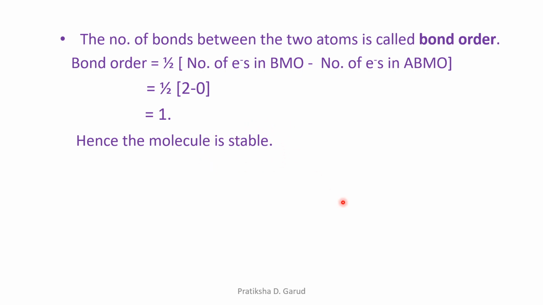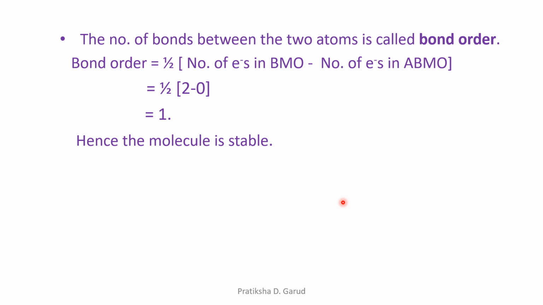And finally we have to find the magnetic behavior. How to find the magnetic behavior? It depends upon the last entering electrons. When the last entering electrons are paired, it shows diamagnetic behavior, and when they are unpaired, it shows paramagnetic behavior. So in the case of the H2 molecule, we can say that there are paired electrons.